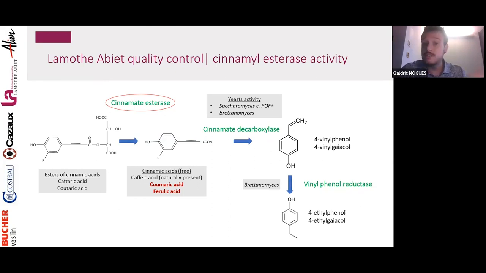And then when you have activity of yeast or Brettanomyces, if they are able to produce cinnamate decarboxylase, they will transform the cinnamic acids into vinyl phenol or vinyl guaiacol. And later on, if you have Brettanomyces with vinyl phenol reductase activity, that's where you get ethyl phenol and ethyl guaiacol. So it's important to use bacteria without this cinnamoyl esterase activity to make sure you don't start this reaction and you don't start the production of vinyl phenol.